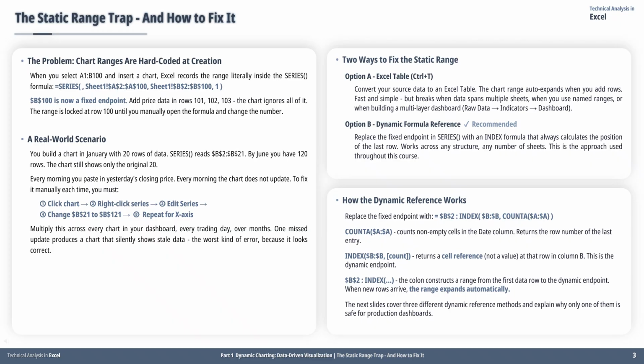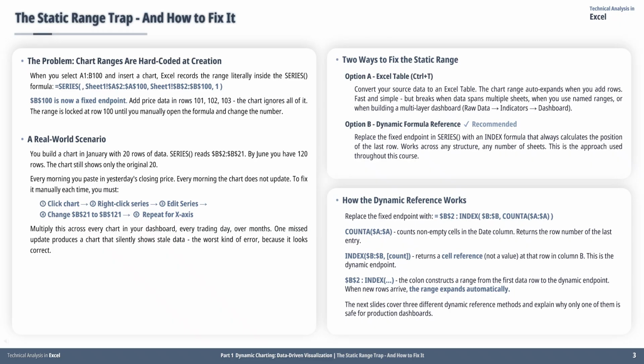Think about what this means in practice. You build a price chart in January with 20 rows of closing prices in column B. By June, you have 120 rows. The chart still shows only the original 20. Every morning you paste in yesterday's close. Every morning the chart does not update.